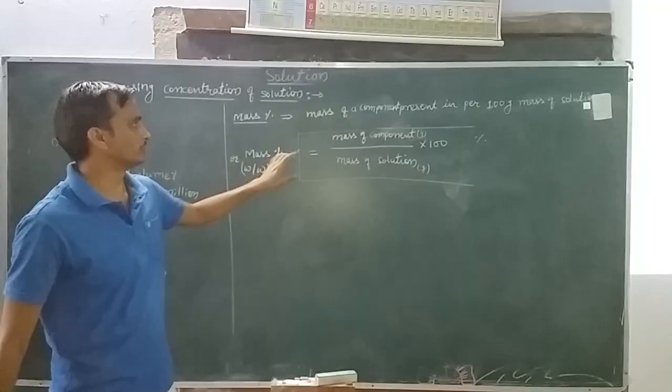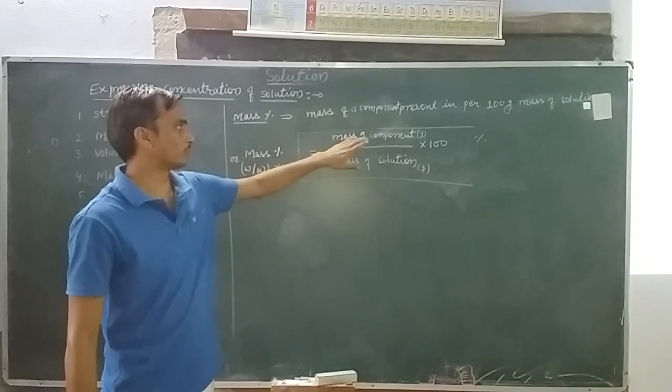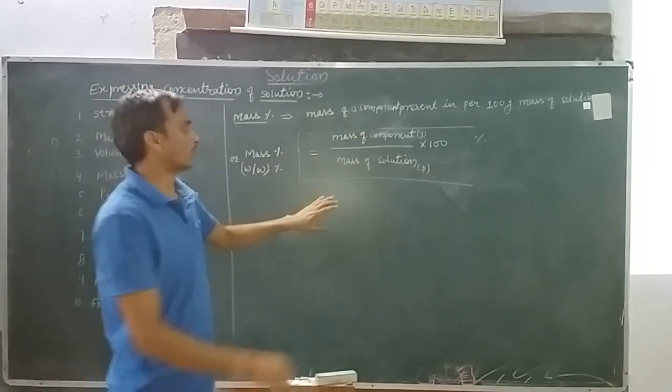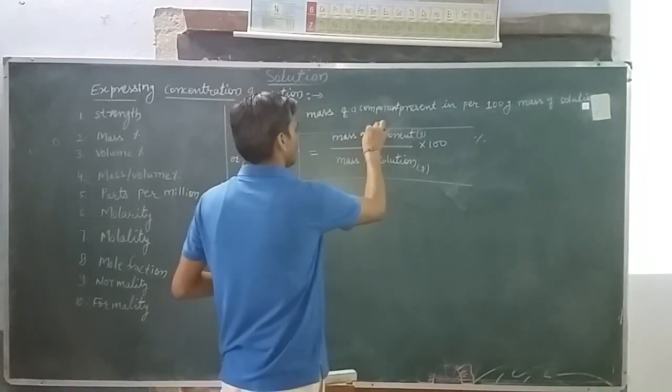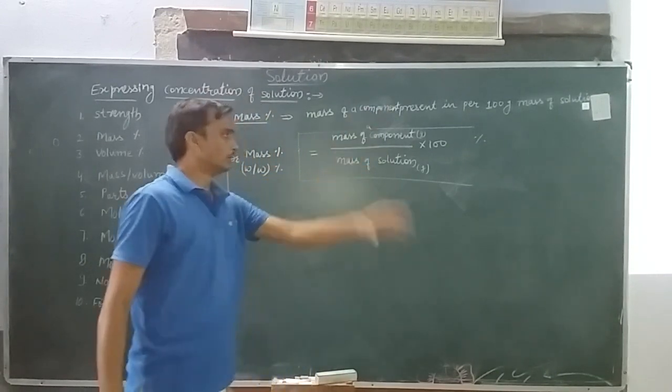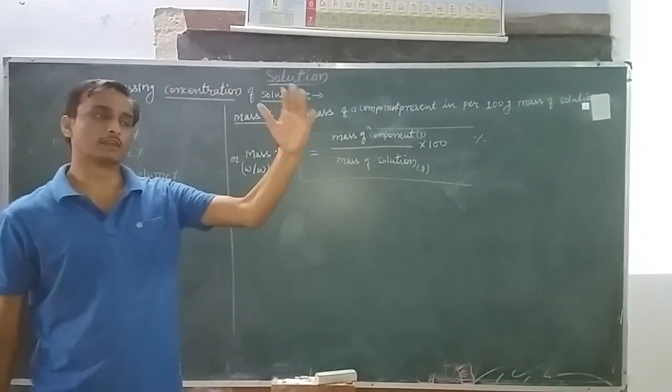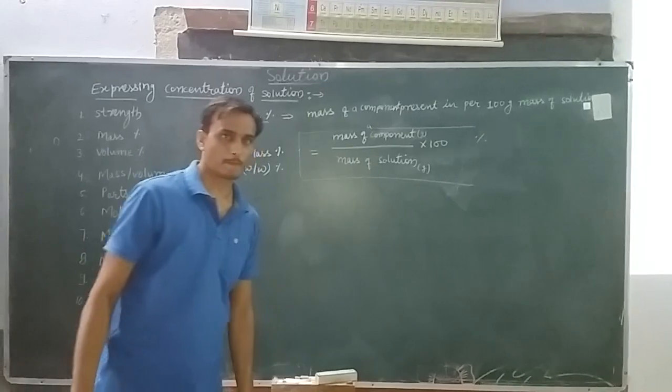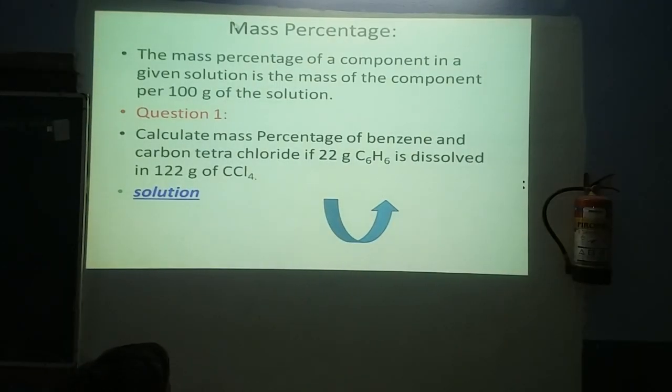Next one, mass percentage is equal to mass of a component divided by mass of a solution into 100 gram. Mass percentage is defined as the mass of a component in a given solution, mass of the component per 100 gram of the solution.